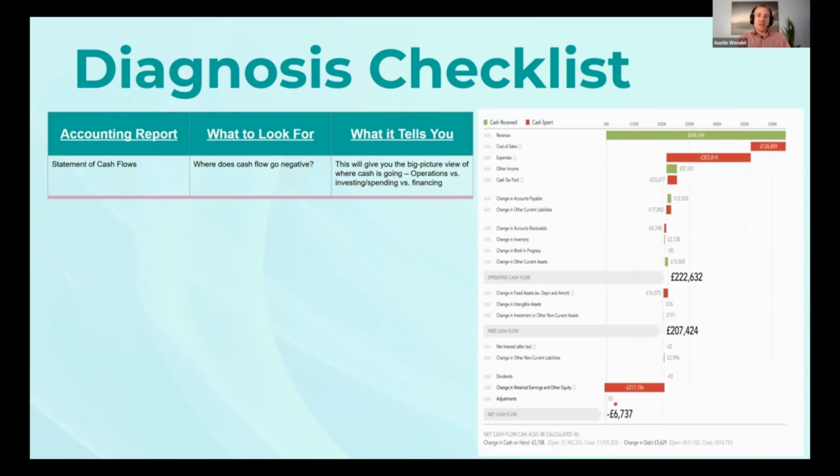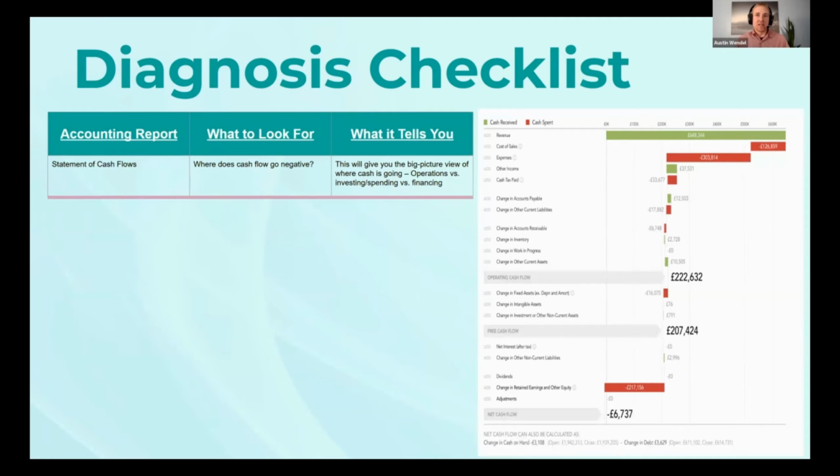So with your statement of cash flows, you should be reviewing this monthly. You'll see it on your monthly statements. You're going to be looking for where does my cash flow go negative? It'll give you the big picture view of where your cash is going. At the top, we have your operations cash flow, your investing, your spending, and your financing cash flow. So it'll give you an idea of where within your business that cash is disappearing to.